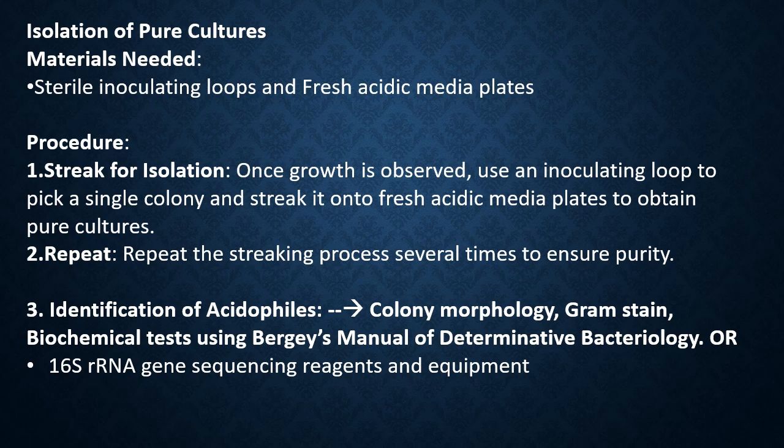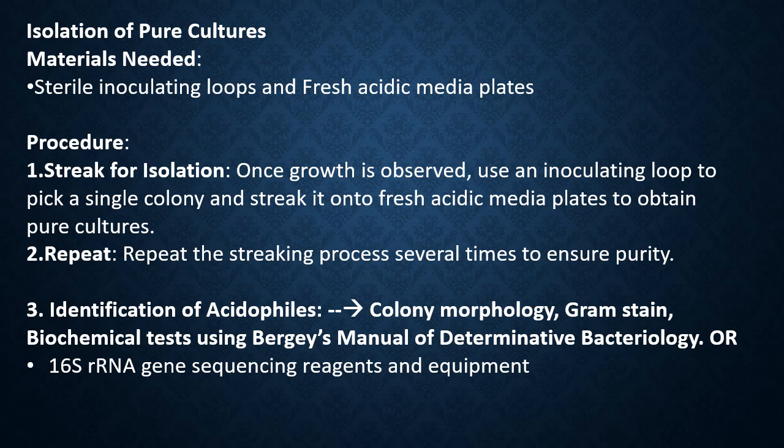Now, the first thing you do is gram staining. So you need a good microscope with a gram staining kit. After doing that, you go for biochemical tests. For this, you need to refer to Bergey's Manual of Determinative Bacteriology. And if possible, or if you are doing research work and you have funding for next gen sequencing techniques, you can go for 16S rRNA gene sequencing or any other test through which you can sequence the gene of a given acidophile and you can confirm its genus and species.